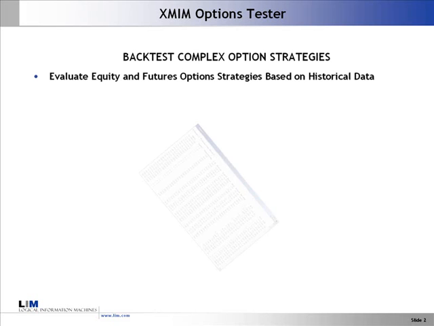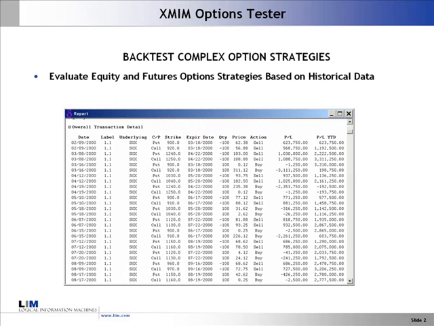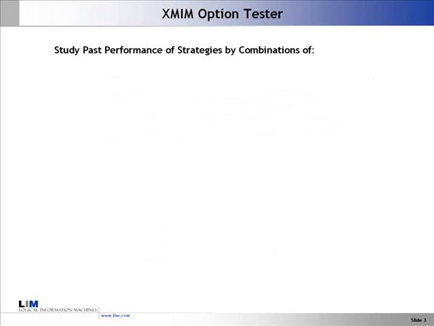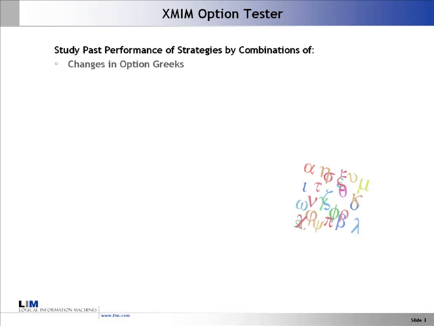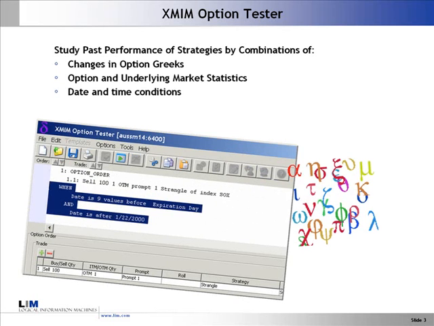The Options Tester is a backtesting utility specifically designed for historical evaluation of complex option positions and strategies, using historical end-of-day bid-ask price data for valuations. The Option Tester offers the flexibility to study past performance of option strategies by combinations of changes in option Greeks, open interest and volume, option and underlying market statistics, date and time conditions, and economic and market events.